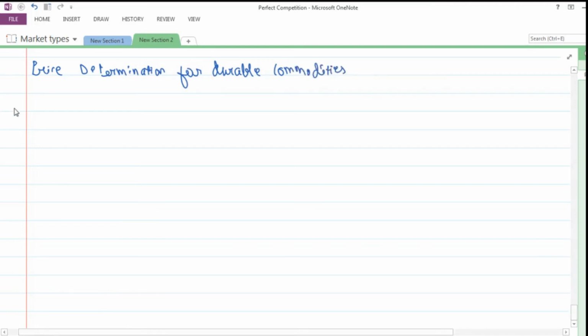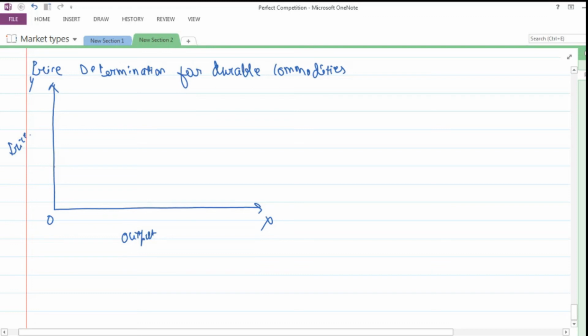So let's draw a figure wherein we would be able to understand this in a better manner. So this is the y-axis and this is the x-axis, and we are measuring output over here and we are measuring the price over here. Okay, so what we find is that there is a certain fixed level of supply which a particular firm would always be maintaining in the market.